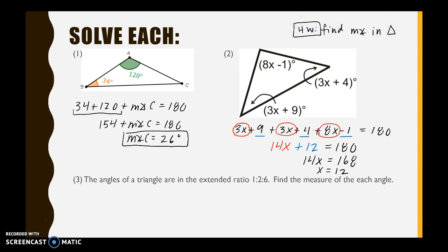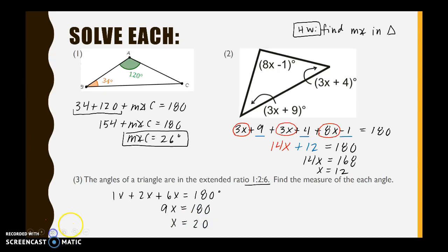Okay, and then lastly, the angles of a triangle are in the extended ratio of 1 to 2 to 6. So remember ratios: when we get these, they just represent coefficients to an x. And then I set it equal to whatever the situation is in the problem. So if I'm talking about the angles in a triangle, I know the 3 angles add up to 180 degrees. Combining like terms, 1 plus 2 is 3, plus another 6 gives me 9 x's. When I divide both sides by 9, I get x is equal to 20.